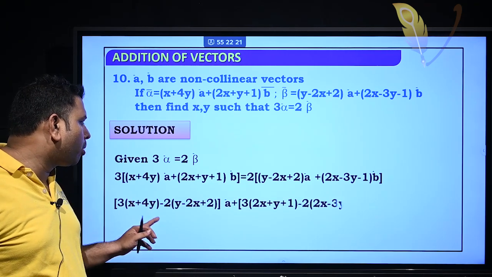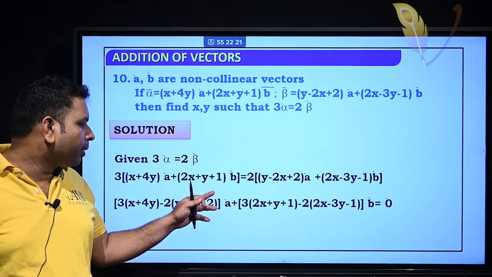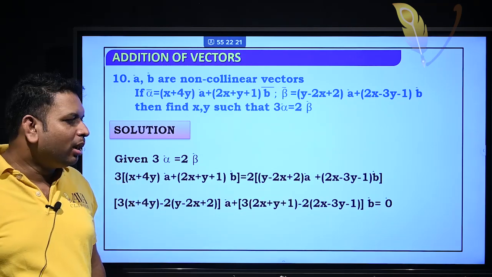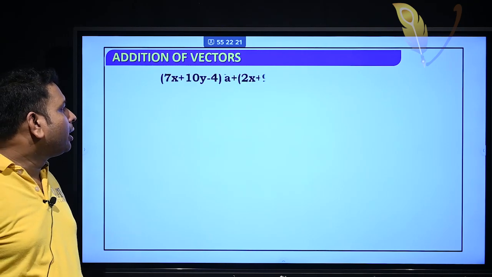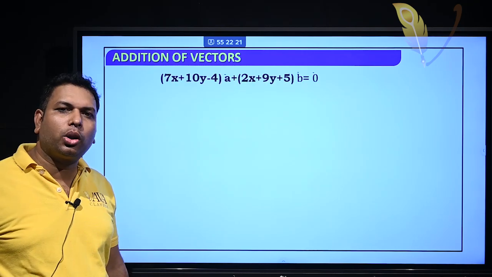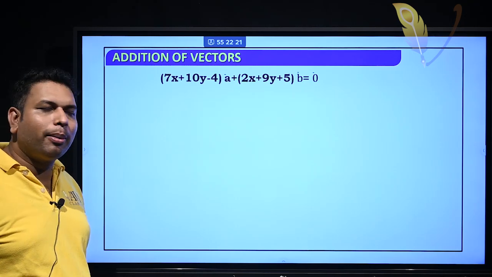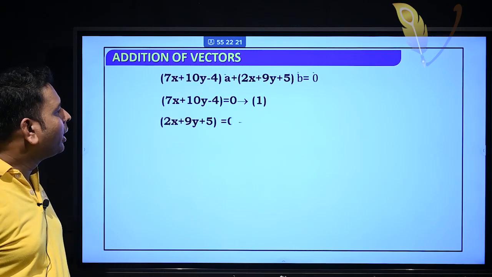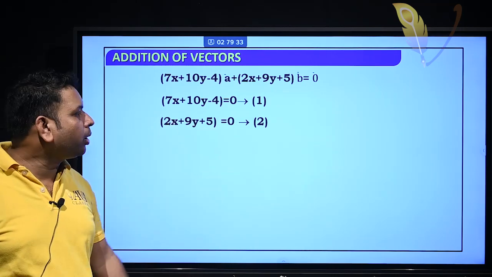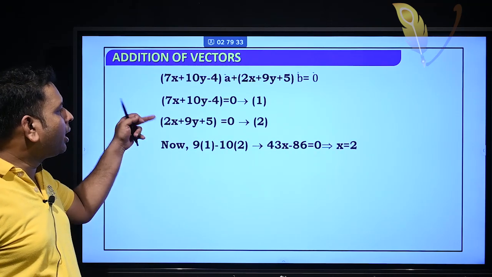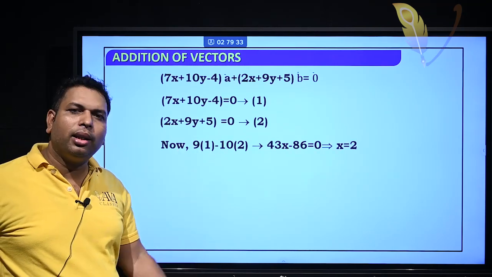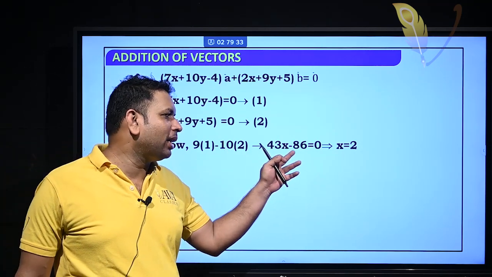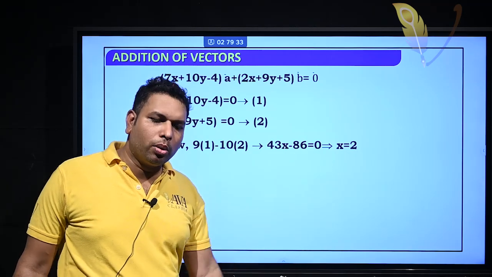So 3 into x plus 4y minus 2 into y minus 2x plus 2 a plus 3 into 2x plus y plus 1 minus 2 into 2x minus 3y minus 1 b equals 0. So 7x plus 10y minus 4 a plus 2x plus 9y plus 5 b equals 0. So 7x plus 10y minus 4 equals 0, equation 1. 2x plus 9y plus 5 equals 0, equation 2. Now solving 1 and 2, 9 into 1 minus 10 into 2, we get 43x minus 86 equals 0. So x equals 2.